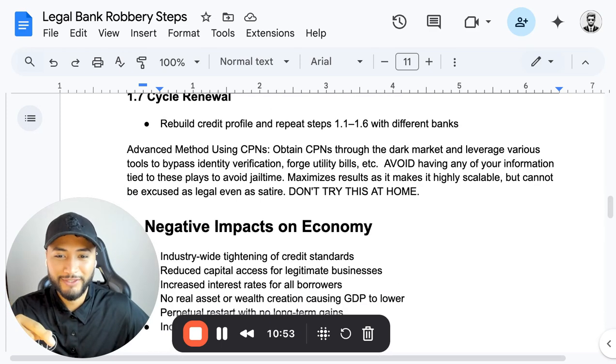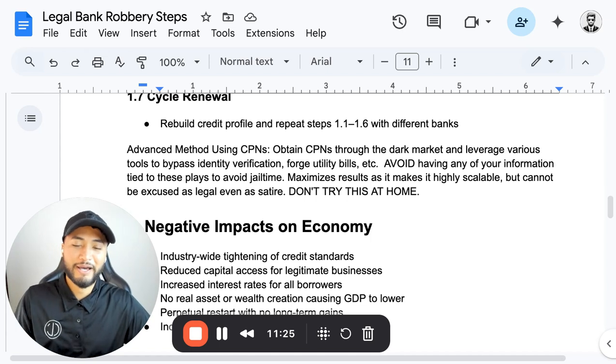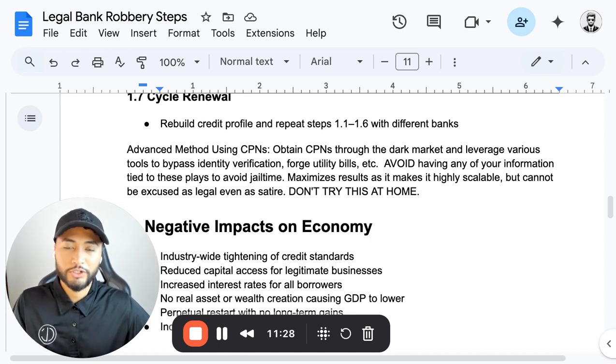Now, another bad method, which I'm telling you, don't even try it, don't even research what that is: CPNs. You can obtain CPNs through the dark market and leverage various tools to bypass identity verification, forge utility bills, etc. Just don't have any of your information tied to these places, to avoid jail time. The reason this maximizes results is because it's scalable. But it cannot be excused as legal because it's just absolutely bad. You're actually using the social security numbers of other people without them knowing.